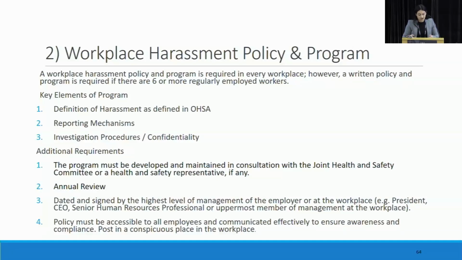But for the purposes of time, I'm only going to be going over harassment today, but the violence policy is in your slide deck. So the first element of the policy, it has to include a definition of harassment, which is laid out in OSHA. So just for us to know what it is right now, it is engaging in a course of vexatious comment or conduct against a worker in a workplace that is known or ought reasonably to be known to be unwelcome. And this includes sexual harassment as well.